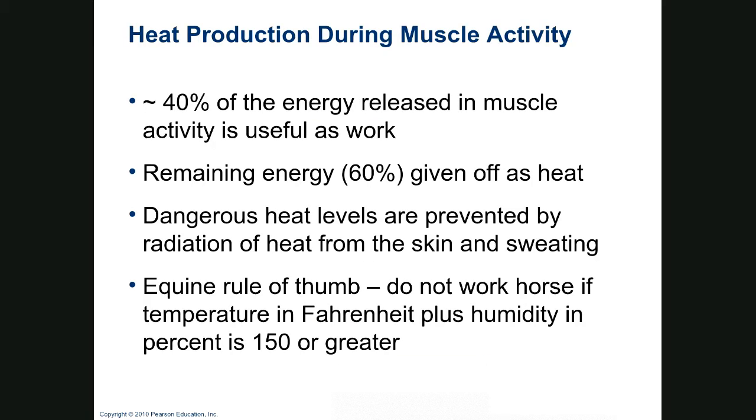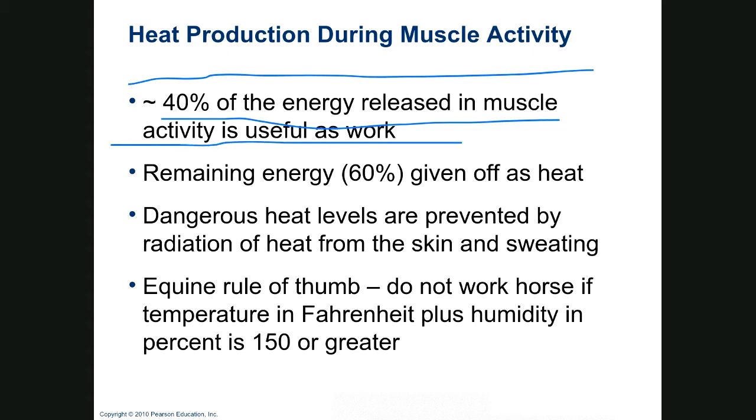Okay, heat is produced during muscle activity. 40% of the energy released in muscle activity is useful work. 60% is given off as heat. And that is why we build up dangerous heat levels.